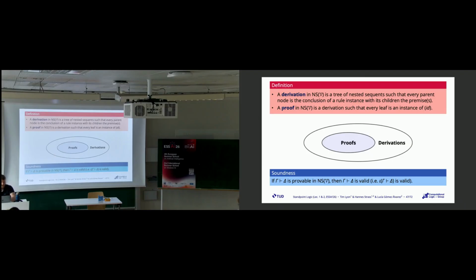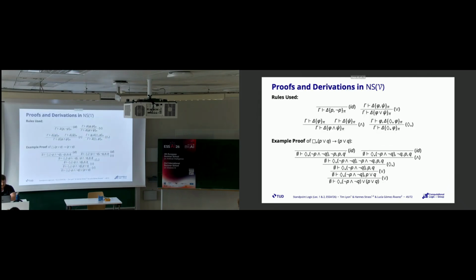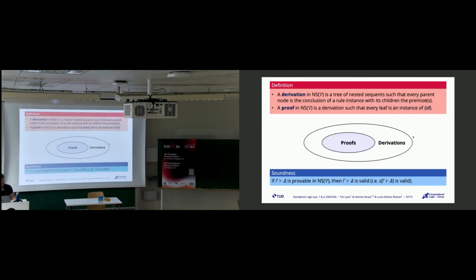A proof is a special kind of derivation such that every leaf is an instance of ID. And so we saw that on this slide. Every leaf of the tree-like structure was an axiom. So that's the difference between derivations and proofs. Sometimes these two terms are used synonymously in the literature, but it's becoming more normal to separate these two notions. So proofs are a proper subclass of derivations. And as I said before, our nested sequent calculus is sound, which means that if a proof exists for something, then it is valid.